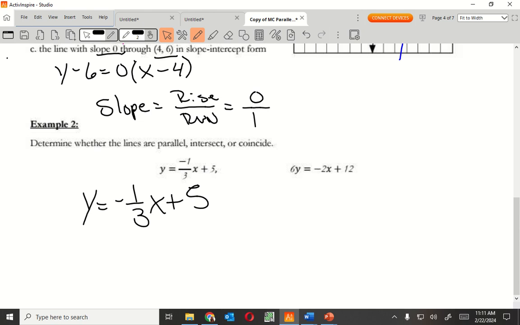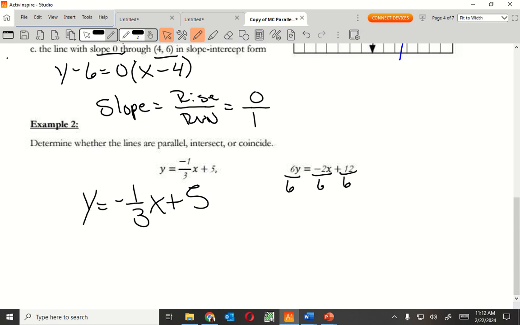So I need to do some algebra here, because if you notice, do I have y by itself over here? Yes, y is by itself. But on this problem over here, is y by itself? No. So I'm going to do some math and divide everything by 6, because I want to get the y by itself. Divide everything by 6.